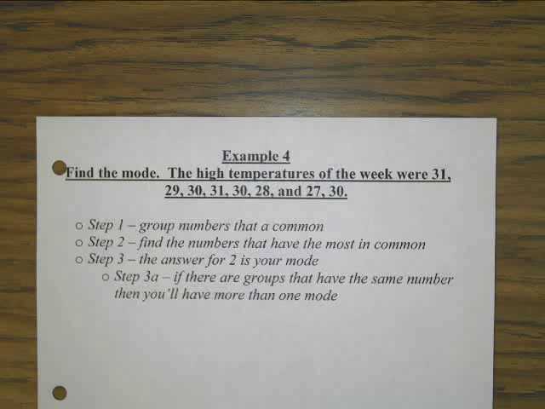So if you have 10 numbers and you wrote 3 down 3 times and you wrote 4 down 3 times, you have 2 modes. It's okay to have more than one mode. Most of the time it will be 1, but it is okay to have more than 1. So do this example. When you know what the mode is, raise your hand.